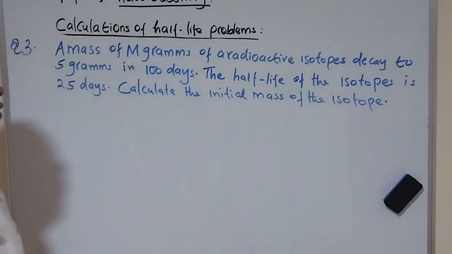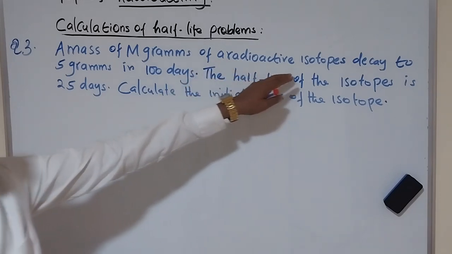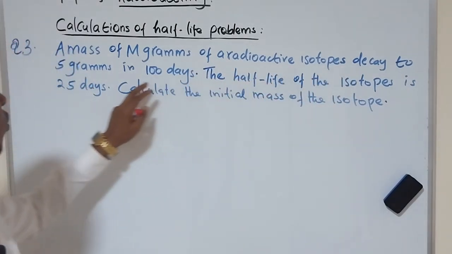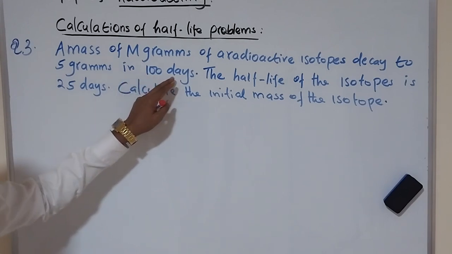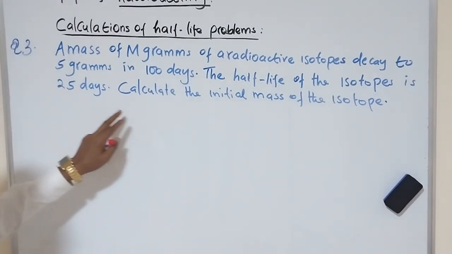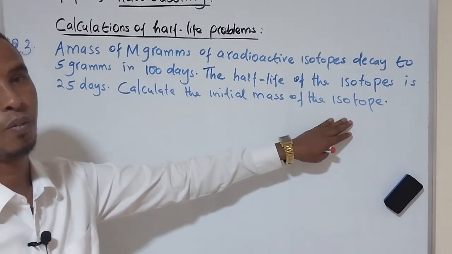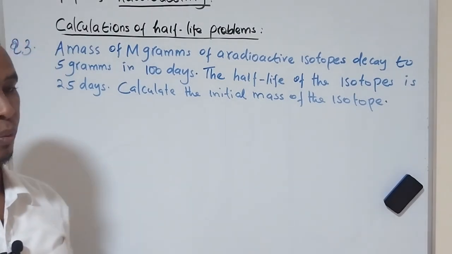The third question of a half-life problem goes like this. A mass of m grams of a radioactive isotope decays to 5 grams in 100 days. The half-life of the isotope is 25 days. Calculate the initial mass of the isotope.